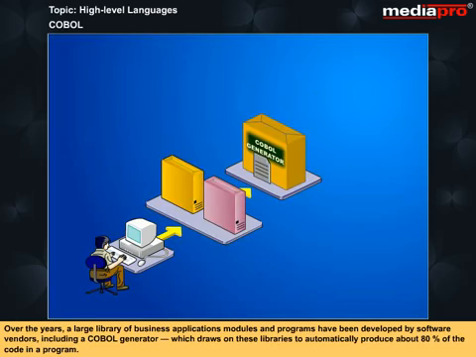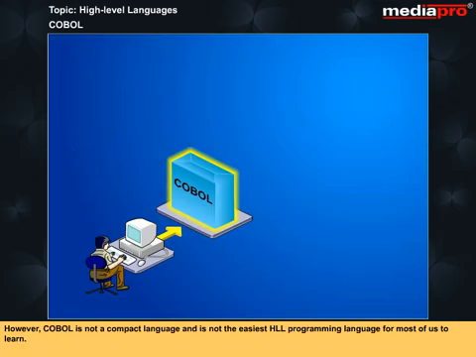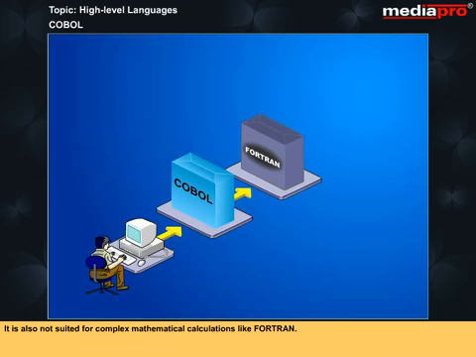Over the years, a large library of business applications, modules, and programs have been developed by software vendors, including a COBOL generator, which draws on these libraries to automatically produce about 80% of the code in a program. However, COBOL is not a compact language and is not the easiest HLL programming language for most of us to learn. It is also not suited for complex mathematical calculations like FORTRAN.